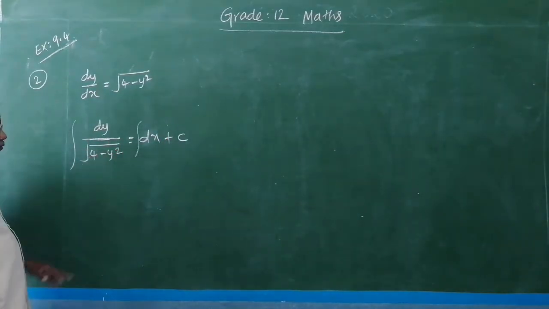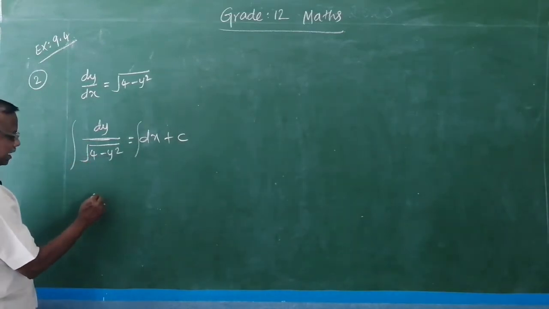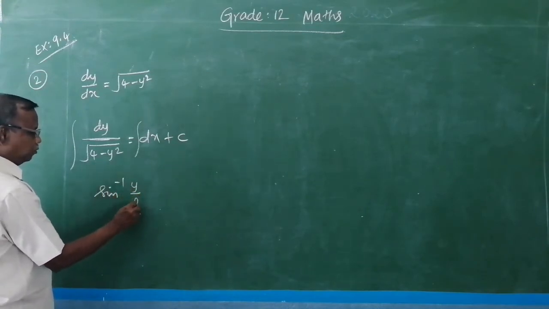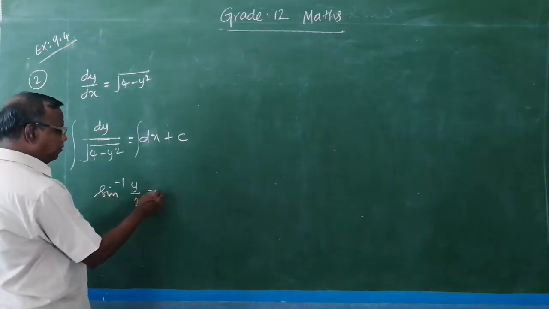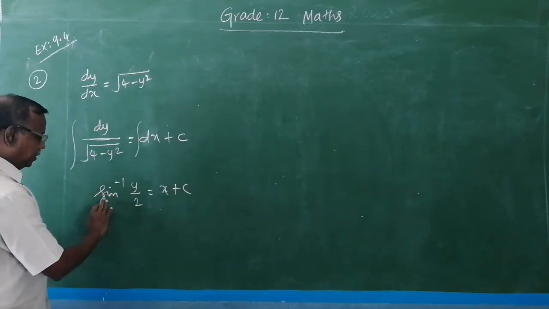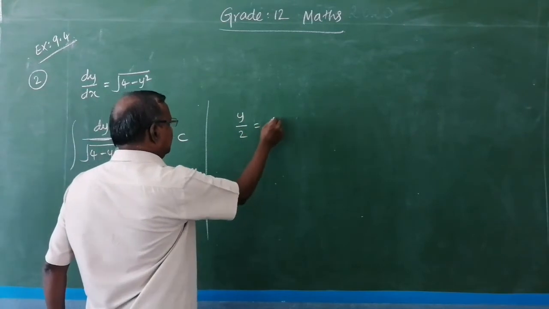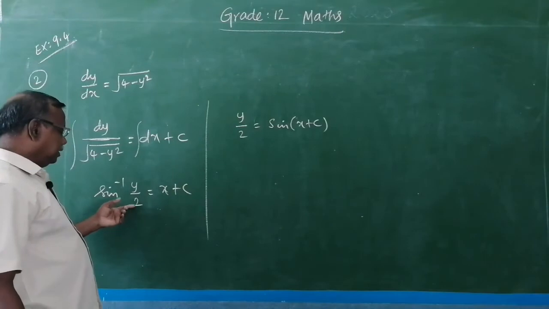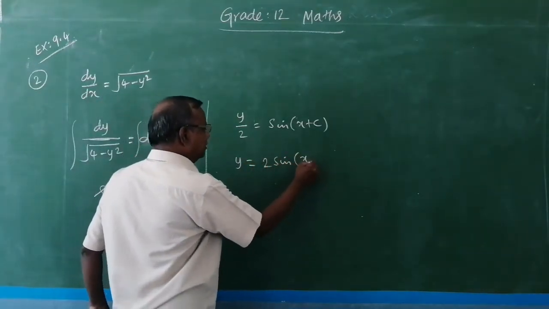It is in the form of 1 by root of a square minus x square, that is sin inverse of x by a, that is sin inverse of y by 2, because it is 2 square minus y square. So sin inverse of y by 2 equal to x plus c, and bring the sin inverse to that side. So we have y by 2 equal to sin of x plus c, and bring the 2 also here, that is y equal to 2 into sin of x plus c.